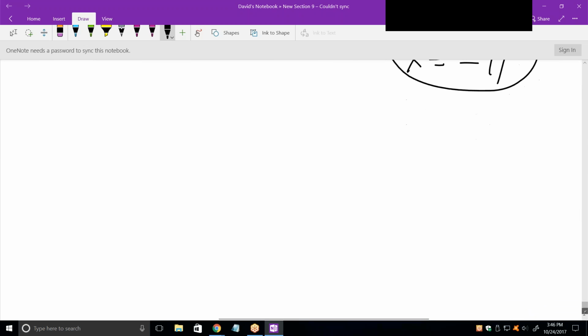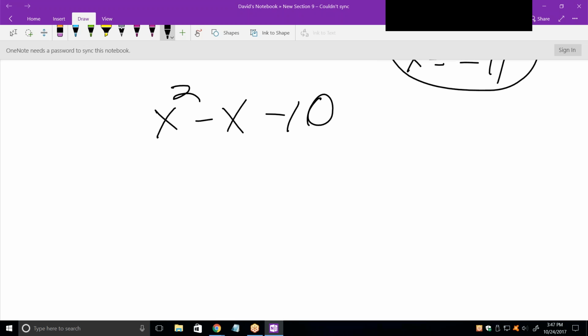In fact, let me do one real quick. That does not factor. I would need factors of 10 that subtract to the number 1. They don't exist. So I can't factor this. But I can solve it by completing the square, and the first thing I need to do is take that constant onto the other side.